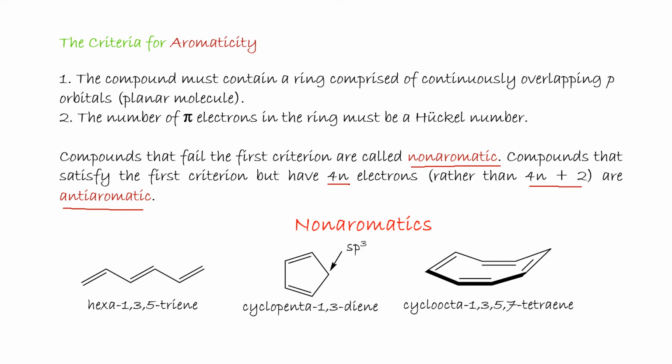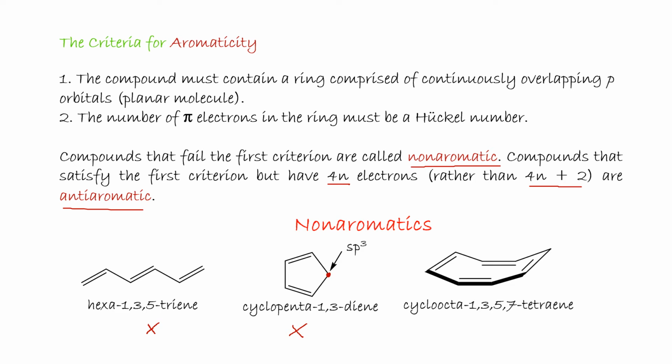Hexa-1,3,5-triene is non-aromatic. It's not cyclic. Cyclopenta-1,3-diene is also non-aromatic. This carbon is sp3 hybridized. There is no p orbital.